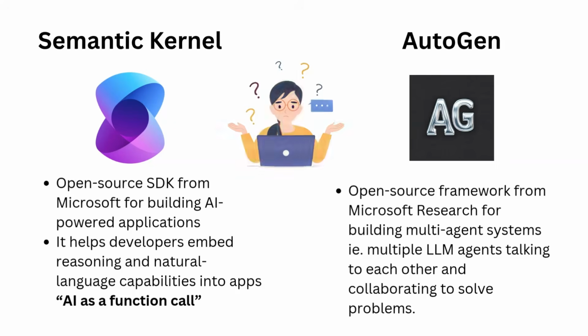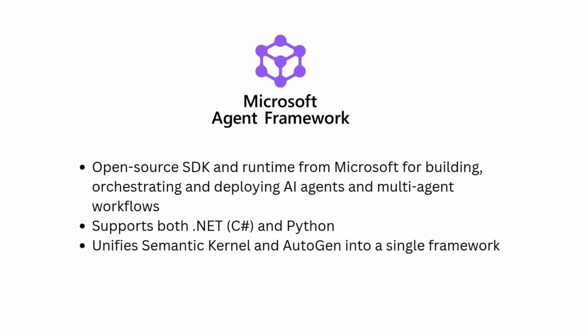This led to a lot of confusion. When should I use Semantic Kernel? And when should I use AutoGen? Enter Microsoft Agent Framework. Microsoft Agent Framework is an open source SDK and runtime from Microsoft for building, orchestrating, and deploying AI agents and multi-agent workflows. It supports both .NET and Python, and it unifies Semantic Kernel and AutoGen into a single framework.